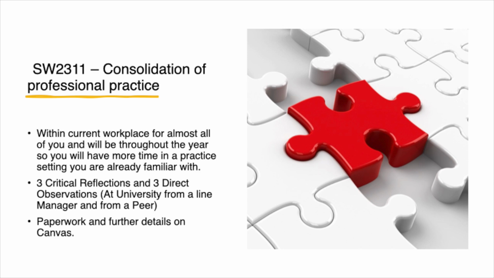There will be 3 critical reflections that you'll do as pieces of work and 3 direct observations, and those will be within your workplace, at university, and there'll also be a peer observation, which we're quite excited about, and that's a different way of observing you that we've decided to build into the course this year, based on the fact that many apprentices provide excellent feedback to each other. So we want to recognise that and build it into the programme.